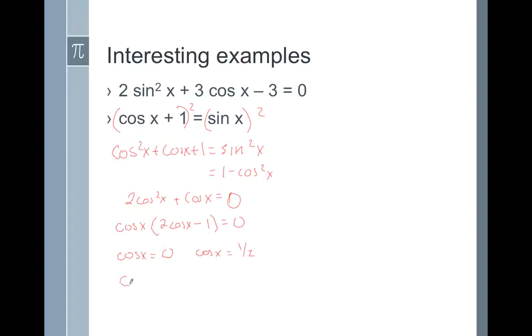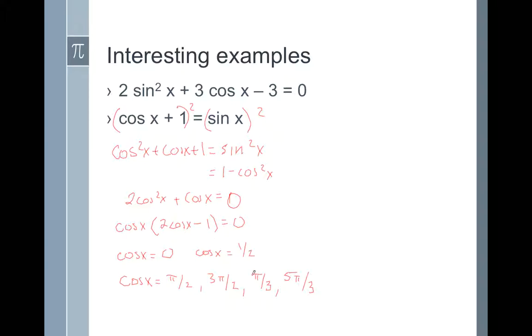And what you'll notice here is this tells me that x is equal to pi halves and 3 pi halves for the 0. And as we just found out a minute ago, this is going to be pi thirds and 5 pi thirds for the other ones, for the cosine equals 1/2.